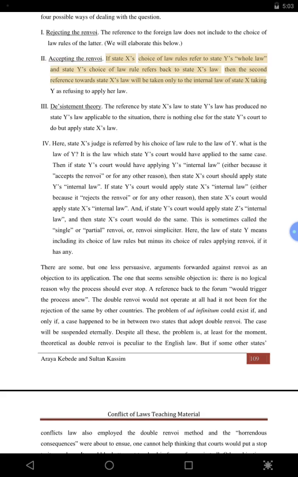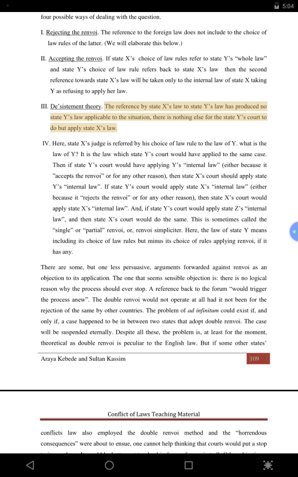Two, accepting the renvoi. If state X's choice of law rules refer to state Y's whole law, and state Y's choice of law rule refers back to state X's law, then the second reference towards state X's law will be taken only to the internal law of state X, Y thereby refusing to apply her law. Three, the Sistman theory.